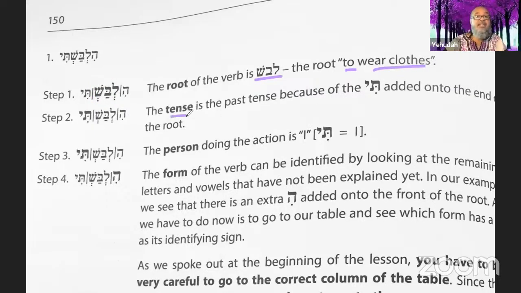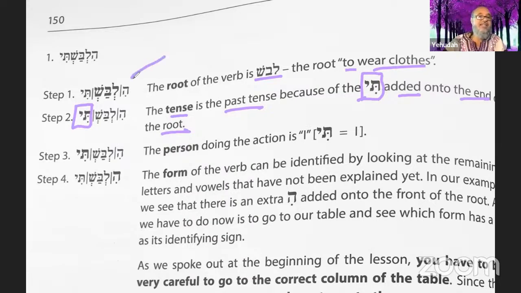The tense is found in the past, present, or future. That's what we're looking for. This one in particular is in the past. And that's because the tav with the yod is added onto the end of the root. Remember, if something's on the end, it's in the past. If something is in the front, then it is in the future.